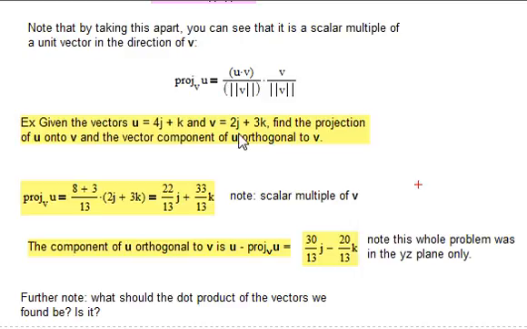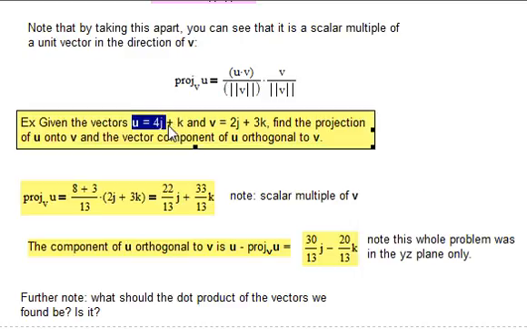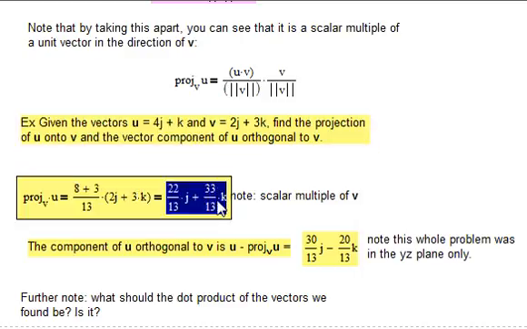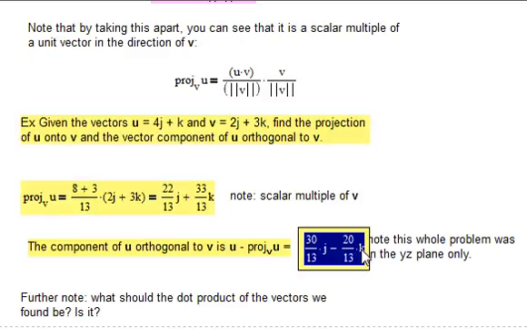So in other words, for this particular force here, this much is in the direction of v, this much is orthogonal to v. And it's interesting that I don't need to do an example in 2 dimensions now, because this whole thing took place in the YZ plane. Interesting, huh?